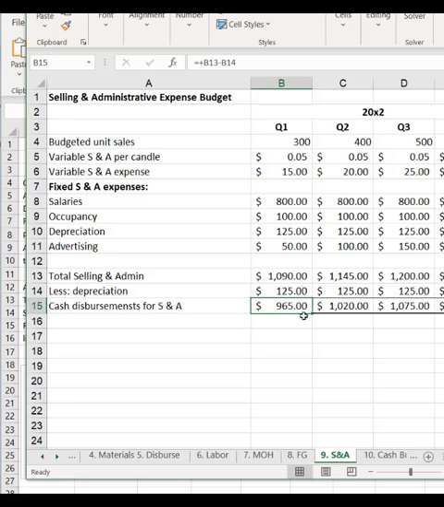It'd be nice if that was spelled correctly, wouldn't it? And you can see here the reconciling item is depreciation. So the difference between expense and payments is a non-cash expense, depreciation. That matters in the problem that we're looking at.